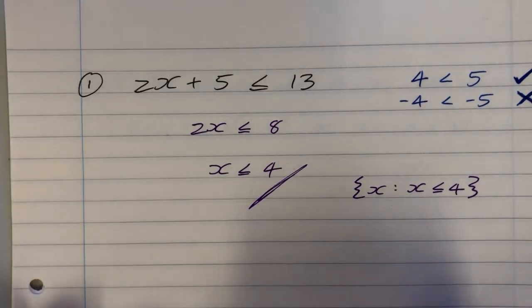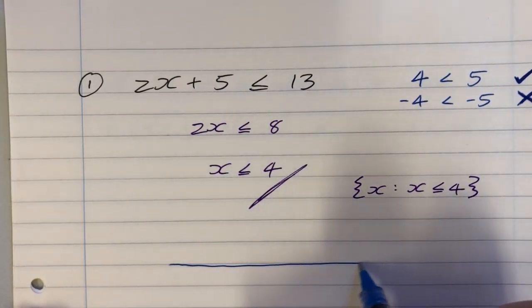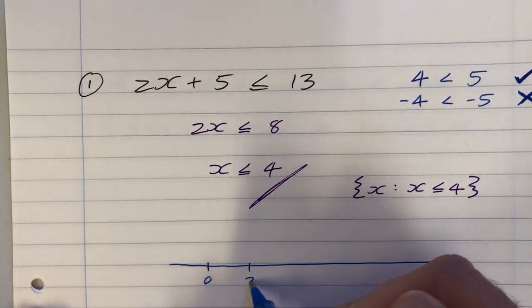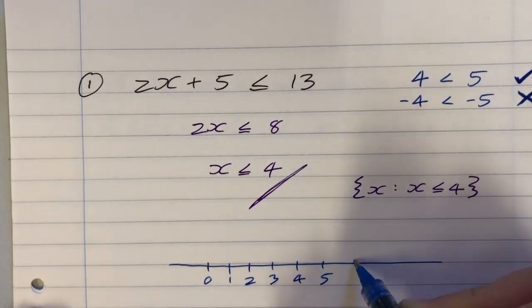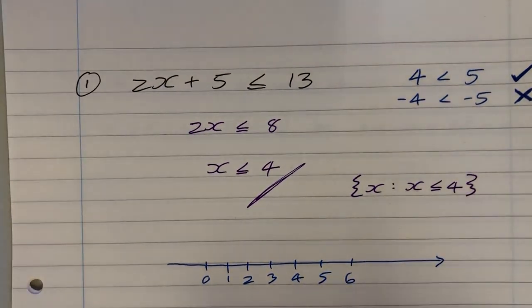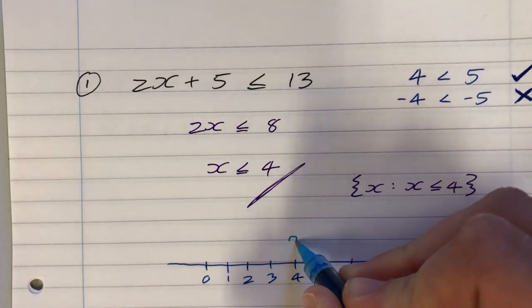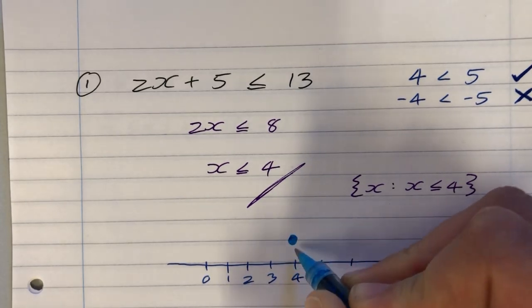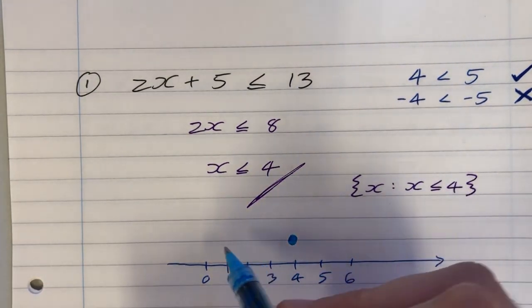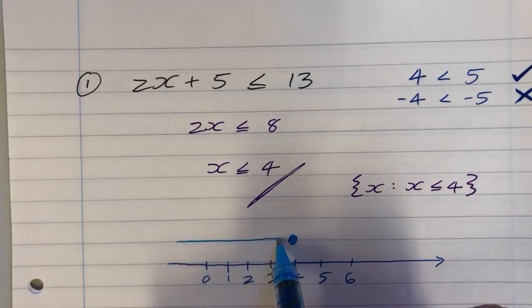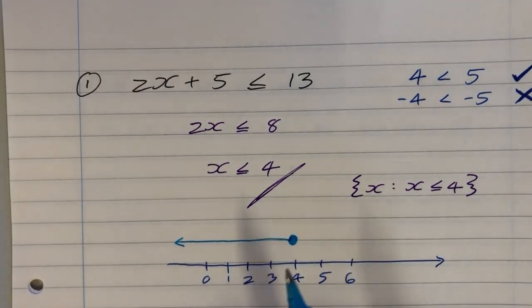Another way to visualize the solution would be to use a number line. So let's go from 0, 1, 2, 3, 4, 5, 6, and so on. We want all the values of x such that they are less than or equal to 4. So I'm going to put a filled-in circle here, and a filled-in circle indicates that we want to include the number. So we're going to include the number 4 because it's less than or equal to. And the direction we want is less than, so the arrow goes off that way. And this is a number line representation of the answer.